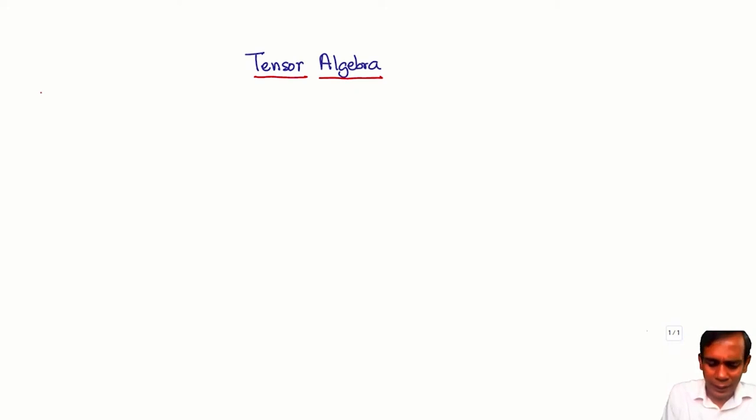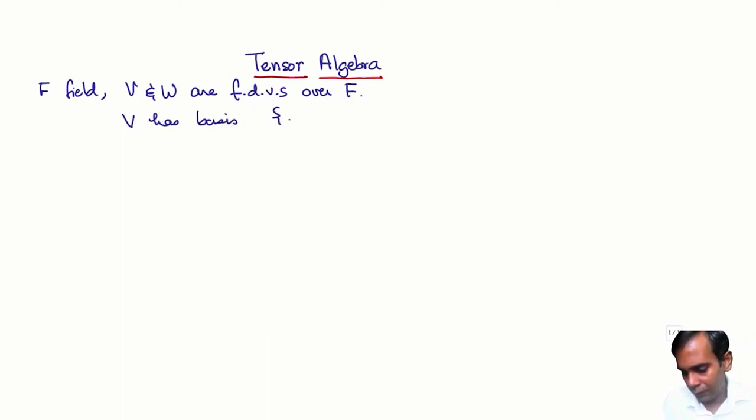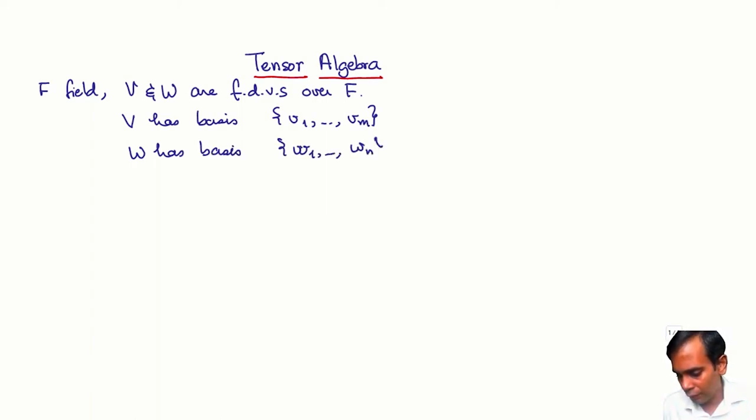So we're going to fix a field F, and all our vector spaces are going to be over F. And let's say V and W are vector spaces, let's say finite dimensional vector spaces over F. And say V has a basis v1 dot dot dot vm, W has basis w1 dot dot dot wn.